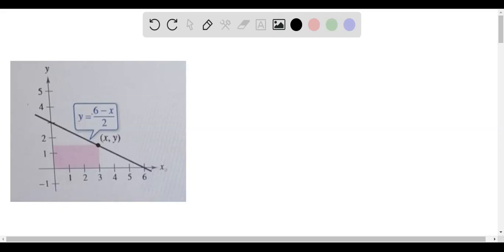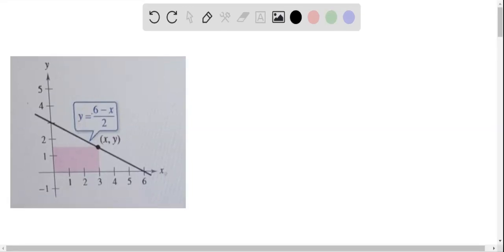We now determine the length and width of this rectangle, which is bounded by the x-axis, the y-axis, and the graph of the line y equals 6 minus x by 2. We determine the dimensions of this rectangle so that its area is maximum.